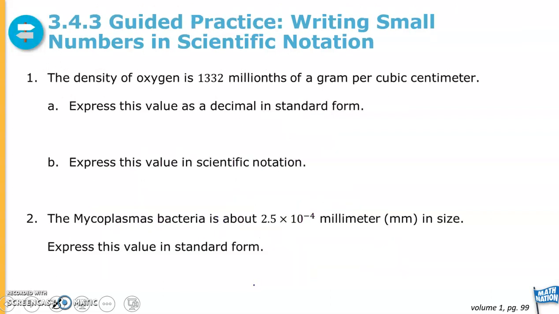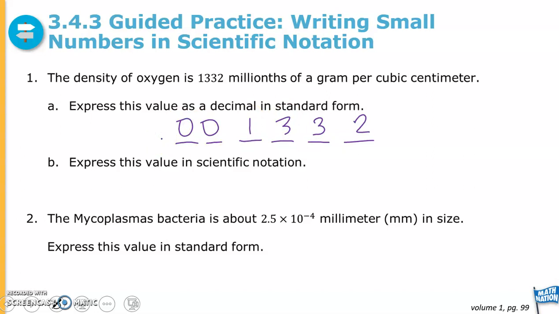The density of oxygen is 1,332 millionths of a gram per cubic centimeter. Express this value as a decimal in standard form. You need to know your place value. After the decimal, it goes tenths, hundredths, thousandths, then 10,000ths, 100,000ths, and millionths. So that last number, 2, is going to be in the millionths place. Then writing backwards from there, I'm going to fill in the missing zeros.